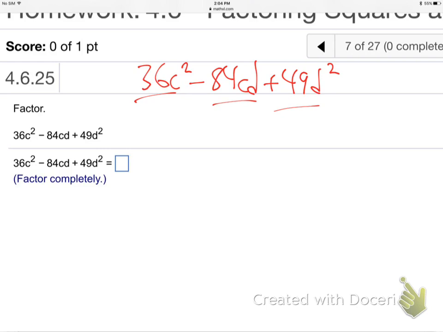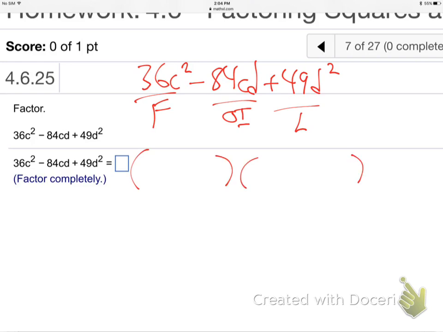Take out what's in common. There's nothing in common. What goes into 49? 7 times 7. Nothing but 7, and 7 doesn't go into those other numbers. Done. There's nothing in common. So just go straight to the two parentheses. No GCF. Go right to the FOIL.